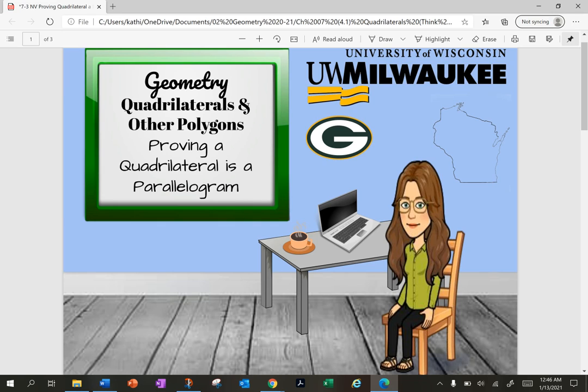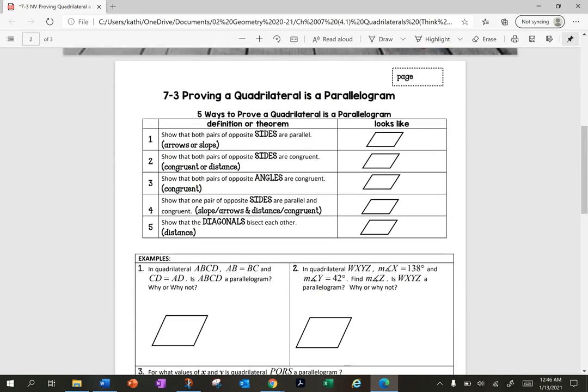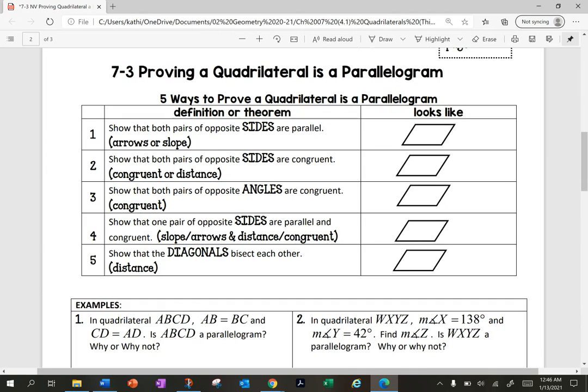Today's lesson is proving a quadrilateral is a parallelogram. There are 5 ways I can prove that a quadrilateral is a parallelogram. Let's just review. What is a quadrilateral? A quadrilateral is a 4-sided polygon. And a parallelogram is a polygon with 2 pairs of parallel sides. That is my definition of this polygon.